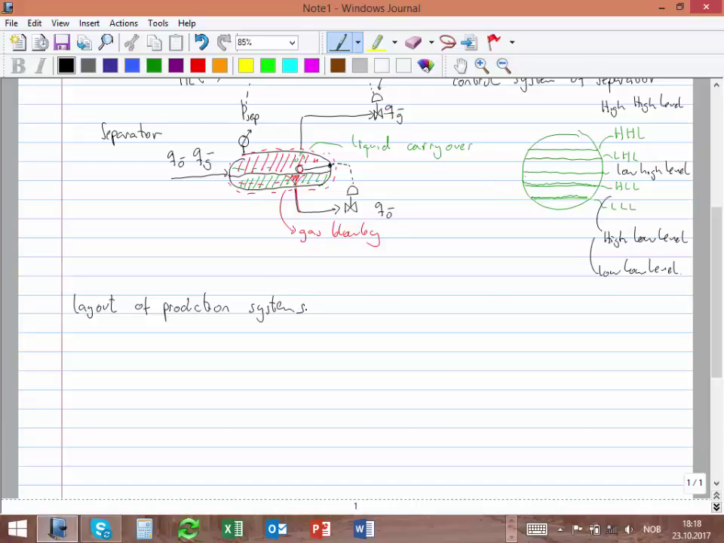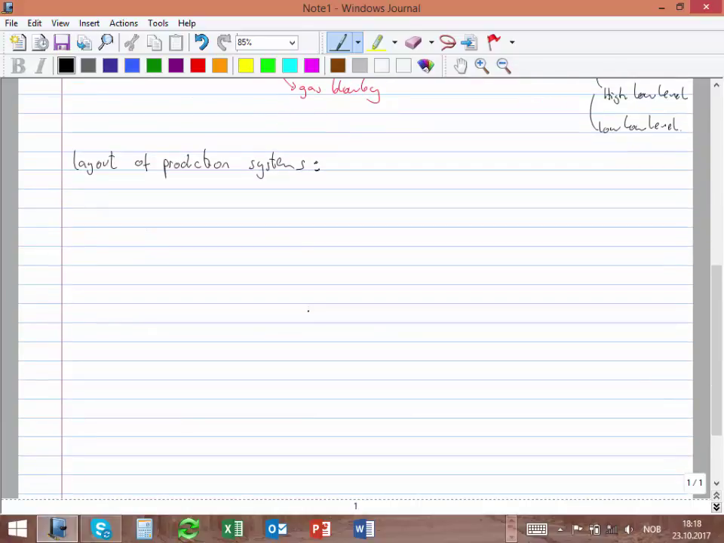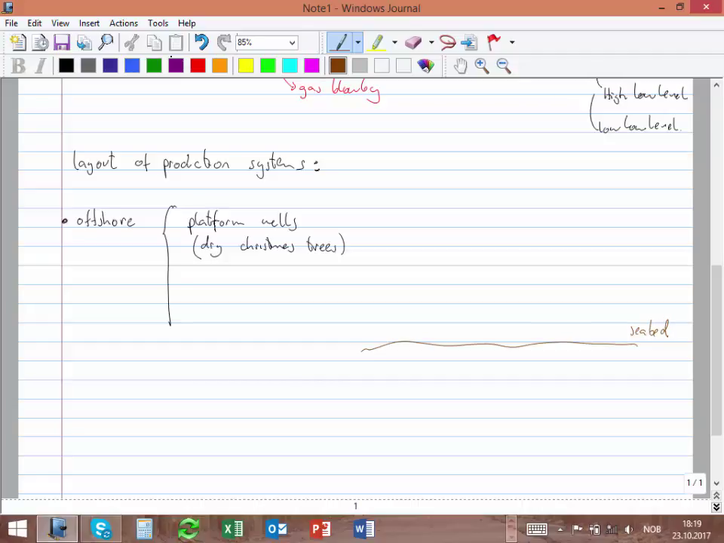Okay? Layout of production systems. So depending on where our field is located, we have two main, very distinct options. We have offshore, and that's what I'm going to talk about now, and onshore, depending on where I have my field. And offshore, I have, again, two main divisions, and one of them is platform wells. You will see now, just in a minute, but we also call it dry Christmas tree. That basically consists of, if we see, that's the seabed. Okay, and let's say here I have some reservoir.